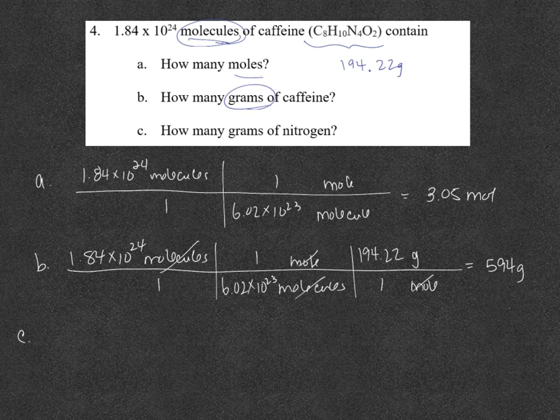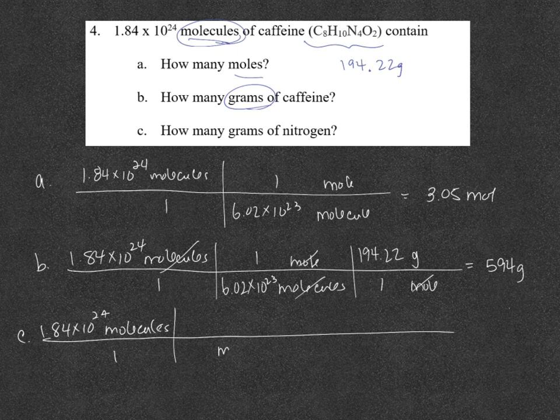I'm going to start with the 1.84 times 10 to the 24 molecules. The good habit to get into is, if you're not in moles, get to moles, because once you're in moles, you can get to any other unit you want to. So our molecule is going to come down, mole goes to the top. But I'm now going to put moles of caffeine here. I'm going to put a little additional label. 1 mole of caffeine has 6.02 times 10 to the 23 molecules.